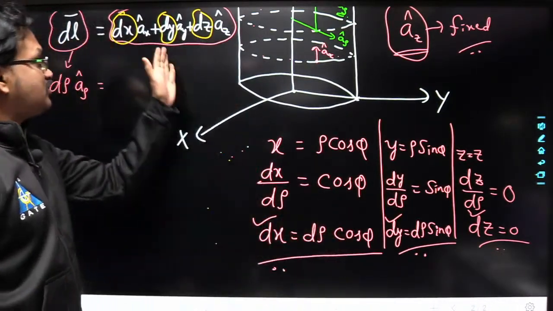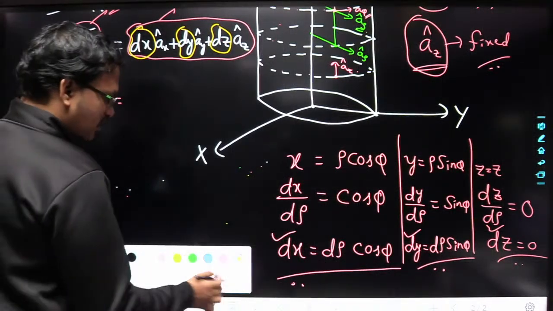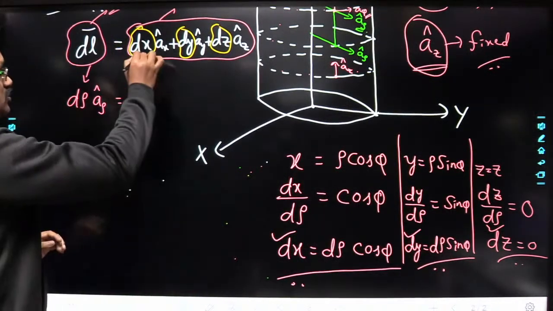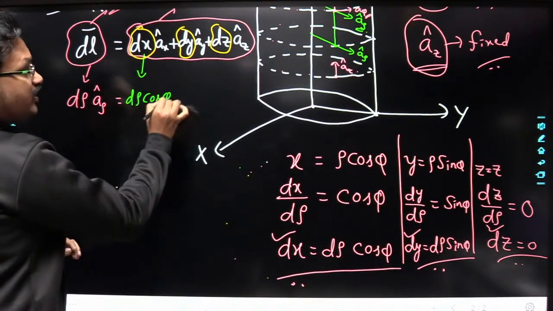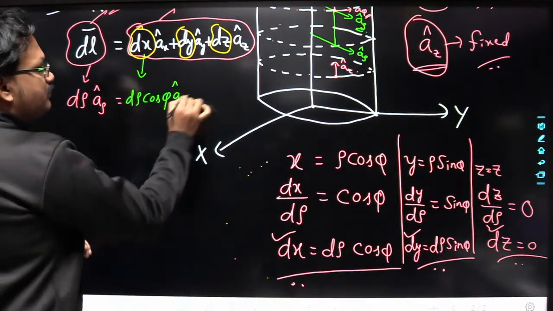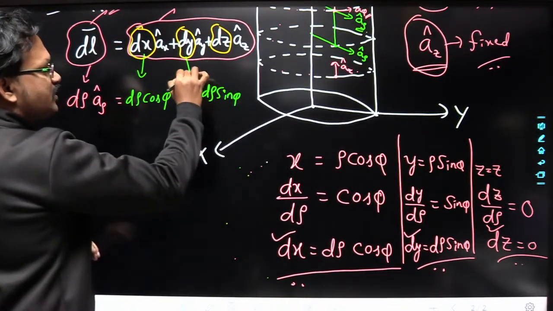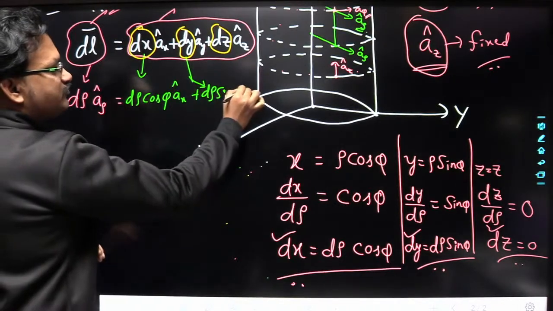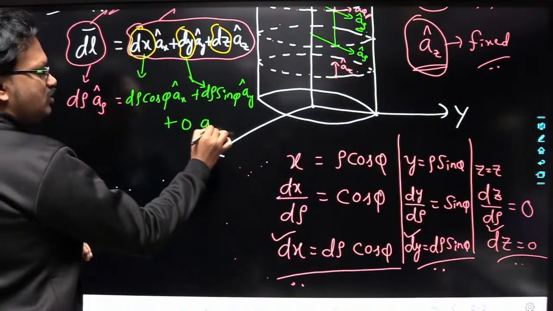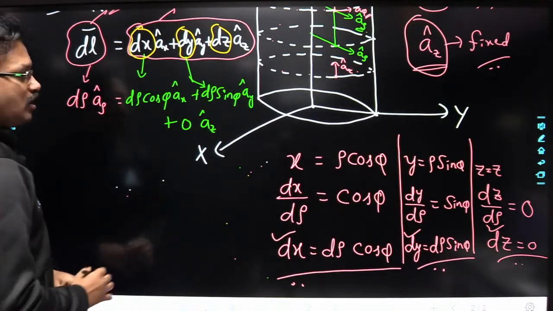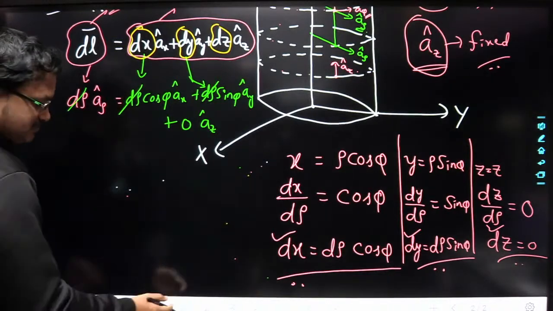Now substitute these values here. Understood? Okay, so I hope it is clear here. I hope it is crystal clear. So d rho cos phi a_x cap plus d rho sin phi, this is dy, a_y cap plus the dz value is 0, a_z cap. Understood? Now here d rho, here d rho, here d rho will get cancelled. Yes or no?